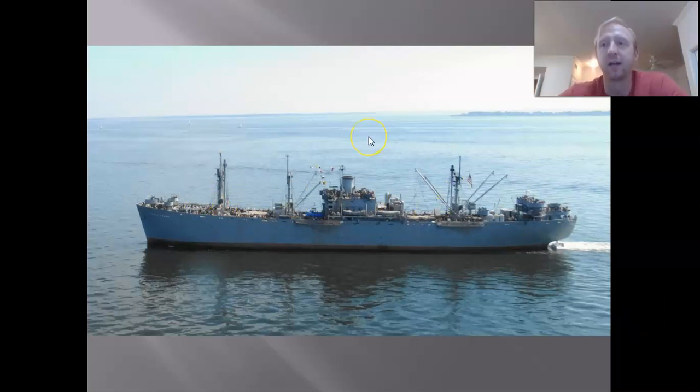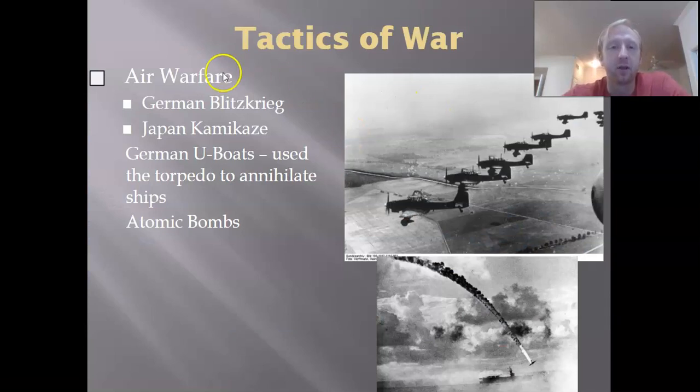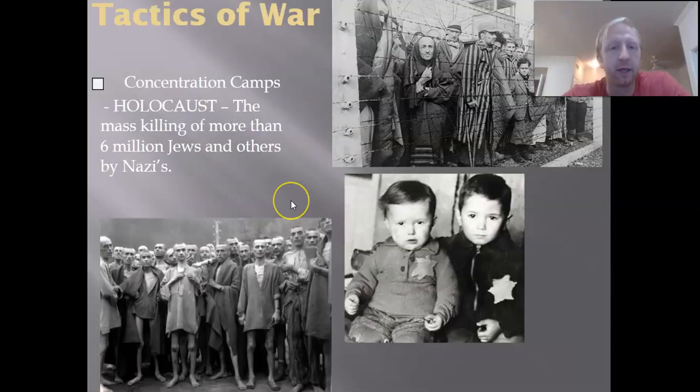Liberty ships. Write that down on your doohickey, right? If it's not written down, you will not get credit. All that good stuff. So, tactics of war: Germany's Blitzkrieg, Japanese kamikazes, U-boats. So, anyways, let's talk about some of the atrocities.